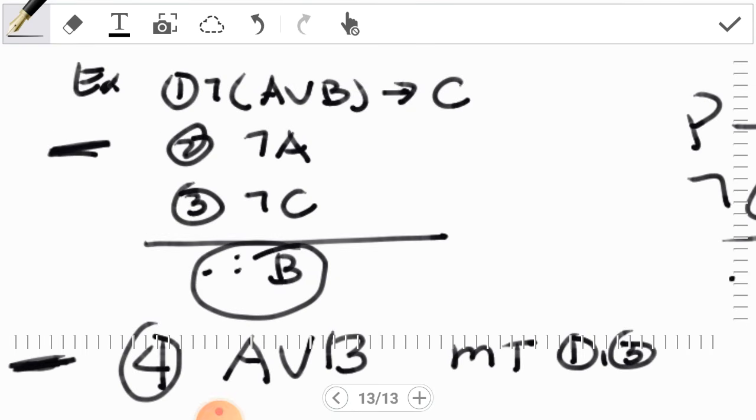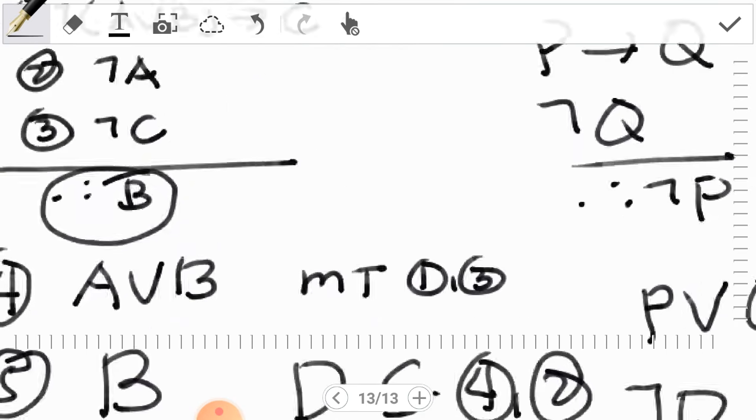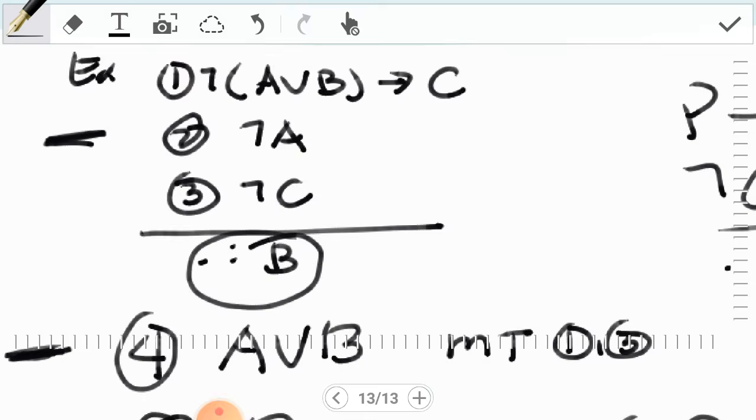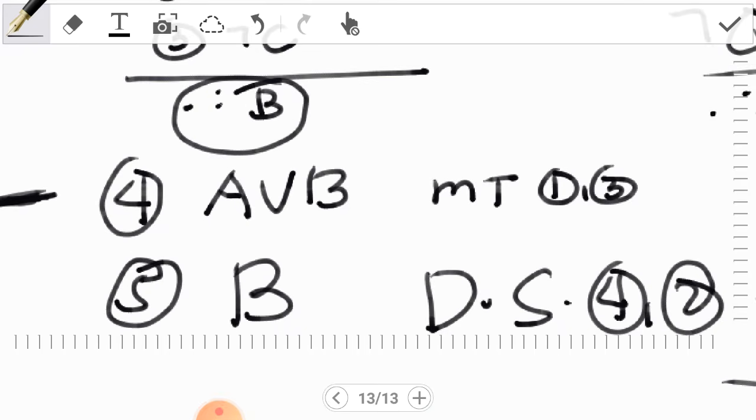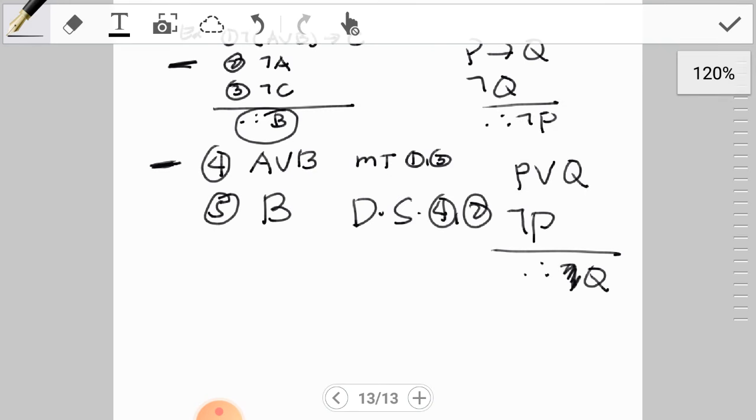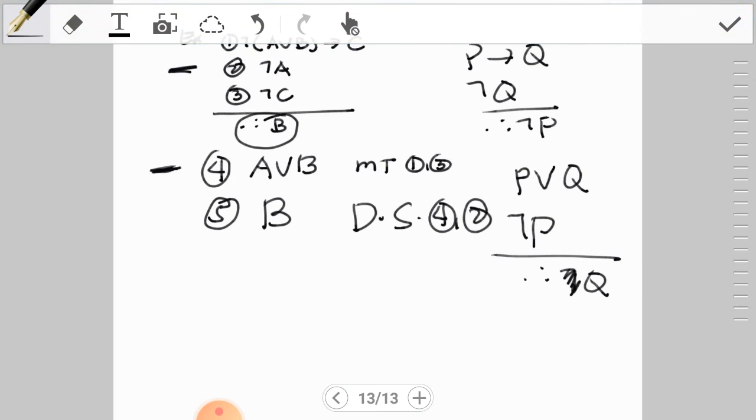So there you have it for this example. Not A or B implies C, not A, not C, therefore B. So you can just go over again the explanation.